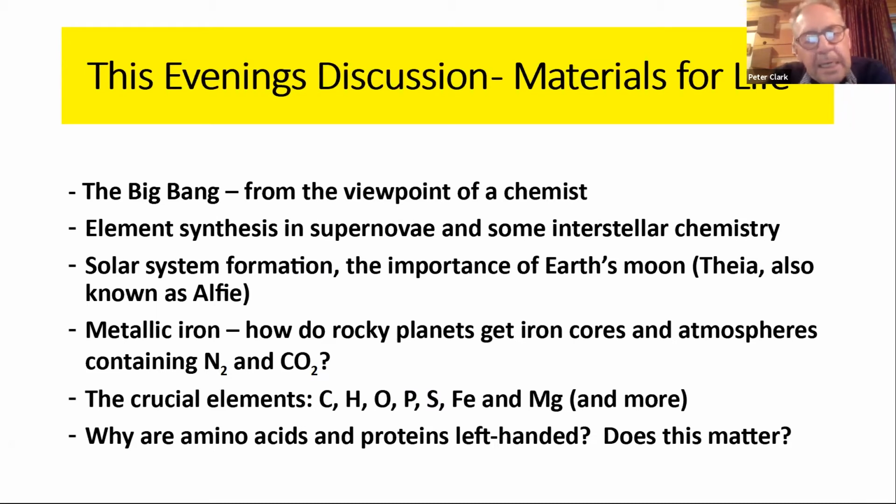And one of the key themes in this discussion is to understand how a planet such as Earth, indeed Venus, Mercury, Mars, obtained a metallic iron core. And you will see that I will use chemistry to link the production of carbon dioxide, molecular nitrogen, to the presence of metallic iron. I'll say a little bit about some of the other elements, which are, of course, used in living systems, principally carbon, hydrogen, oxygen, phosphorus, a very important one, sulfur, iron, and magnesium, and there's more.